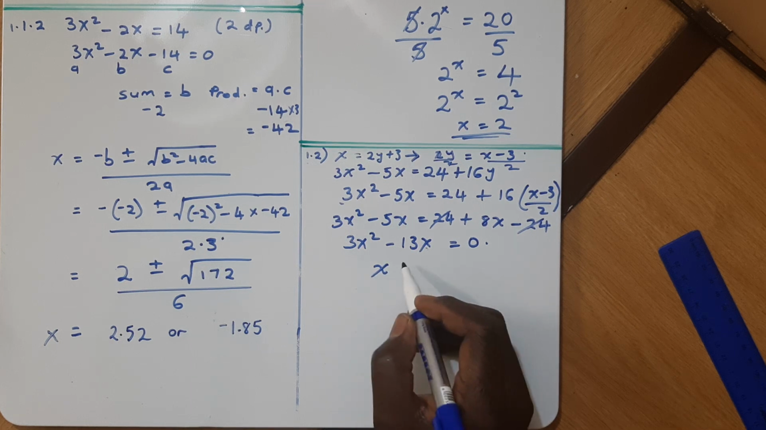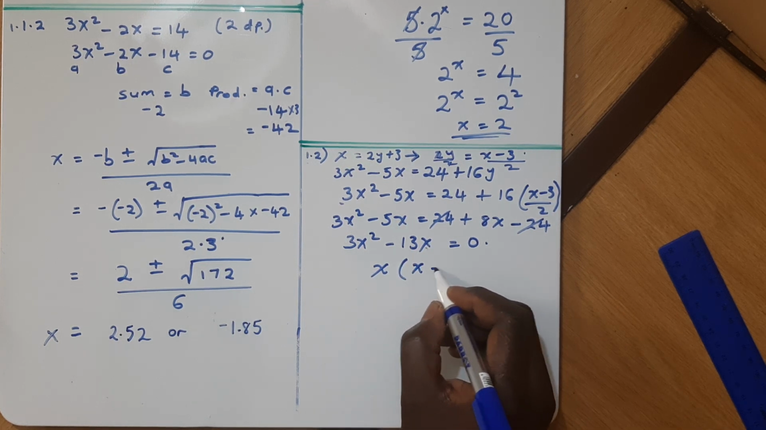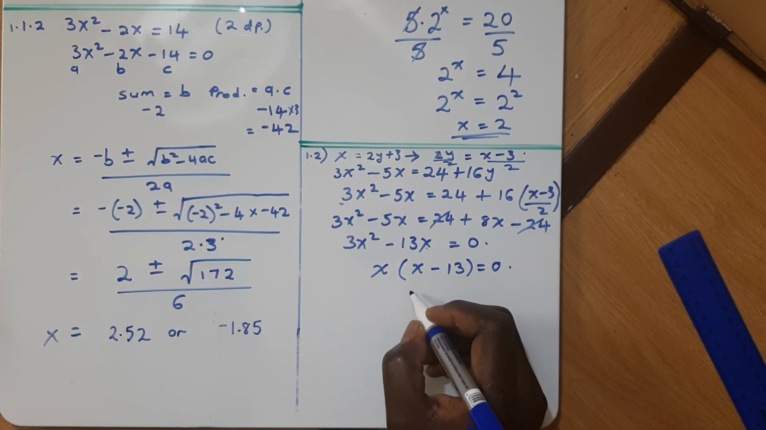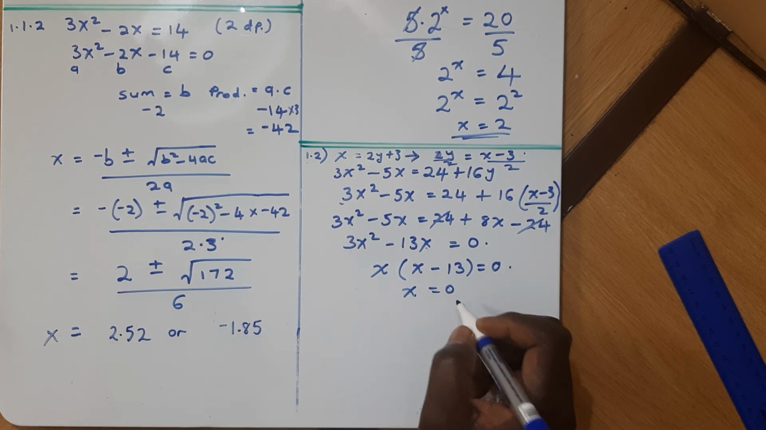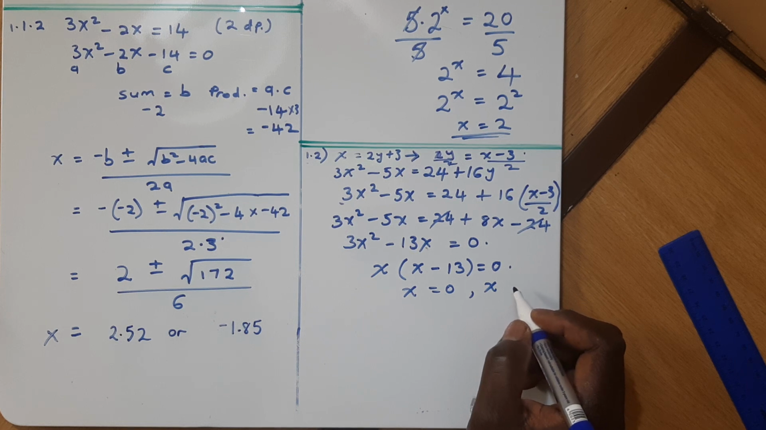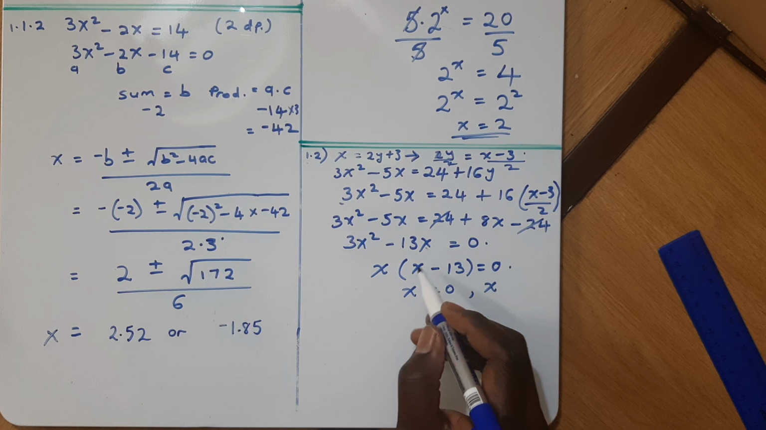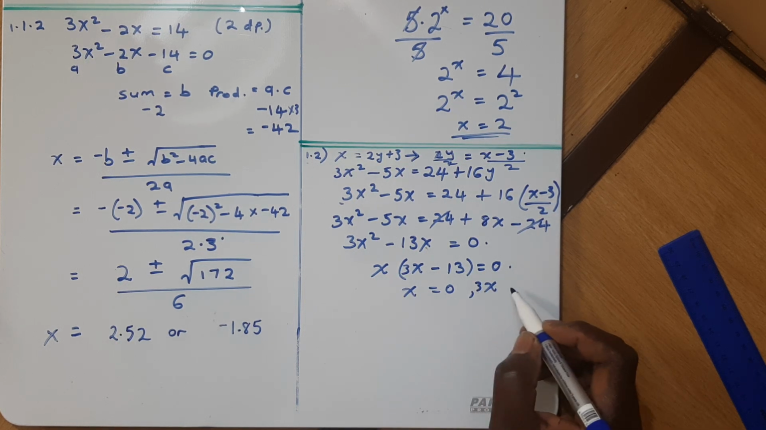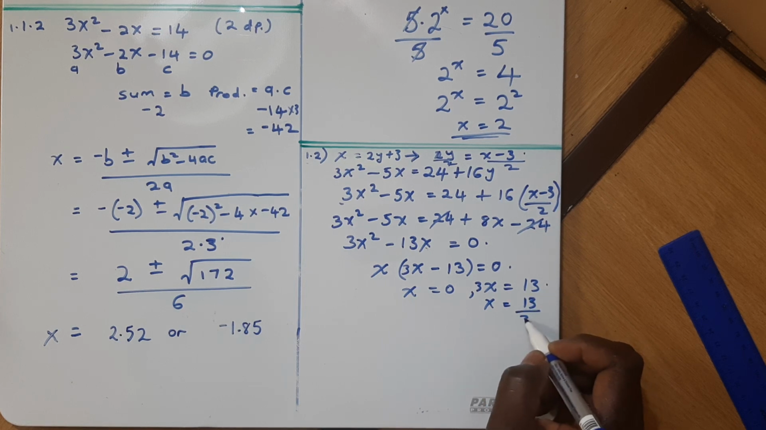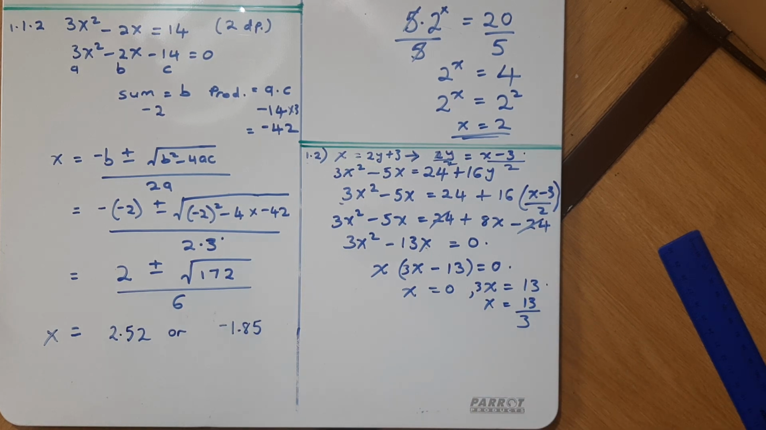When we bring out x, we have x times 3x minus 13 equals 0. So our two values end up being x equals 0 and 3x equals 13. So x equals 13 over 3. So we have x equal to 0 and x equal to 13 over 3.